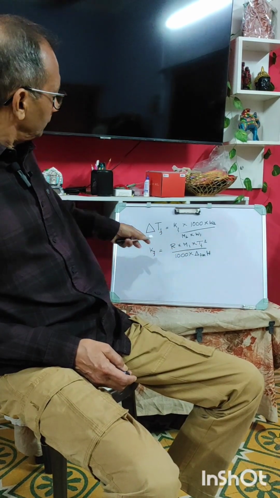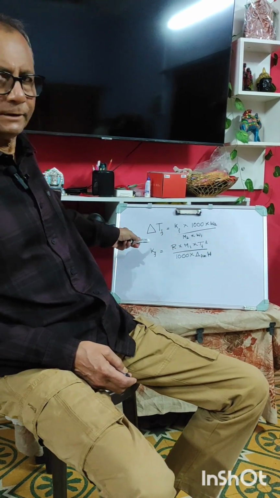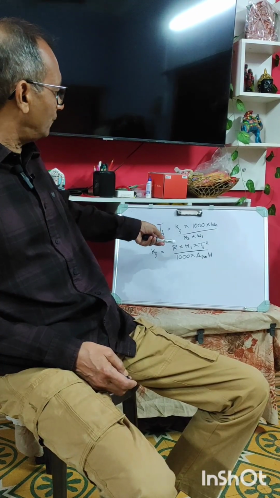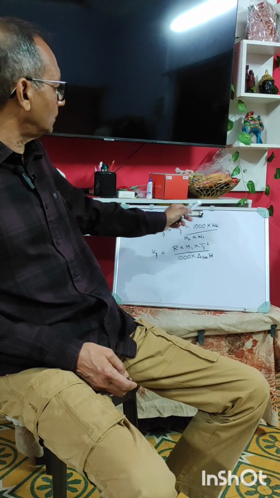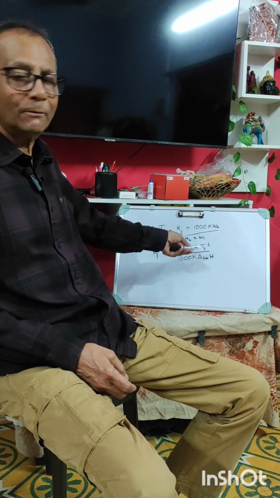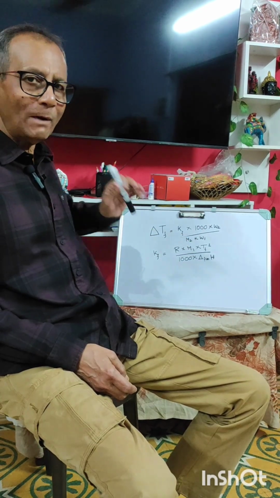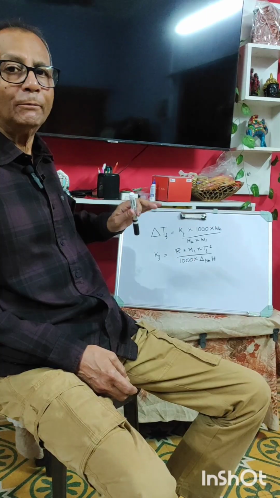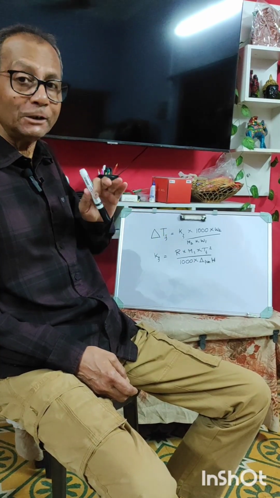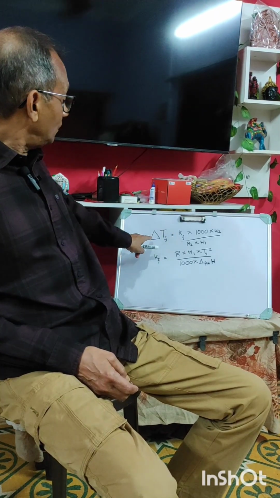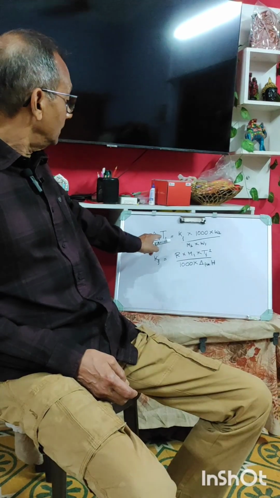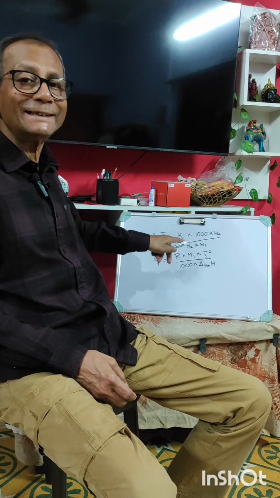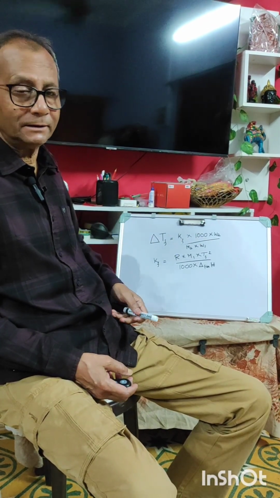Now follow the board. Delta Tf is equal to Kf into 1000 into W2 by M2 into W1. What does it mean? When you add W2 grams of solute into W1, there will be a depression in the freezing point equal to delta Tf, and this is related by Kf. What is Kf? Kf is the cryoscopic constant.